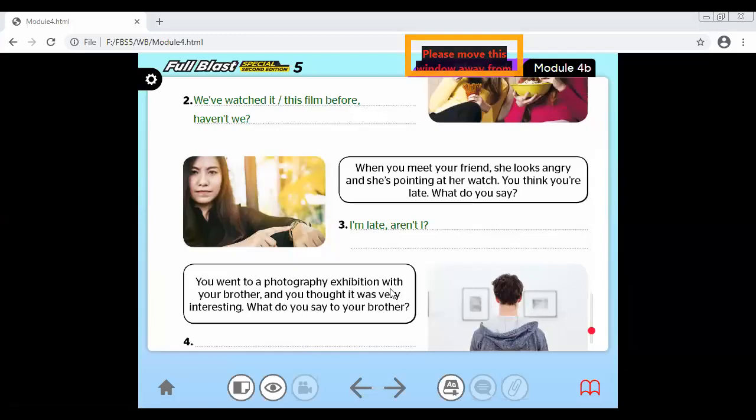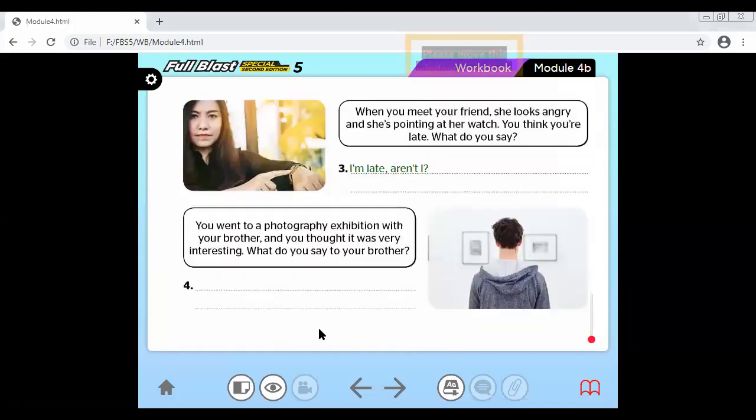Let's go to number four. You went to a photography exhibition with your brother, and you thought it was very interesting. What do you say to your brother? Let's take Yusuf Karim. Yusuf Karim, try to solve this. Number four. It's interesting.